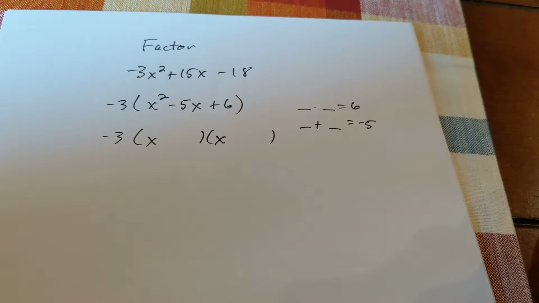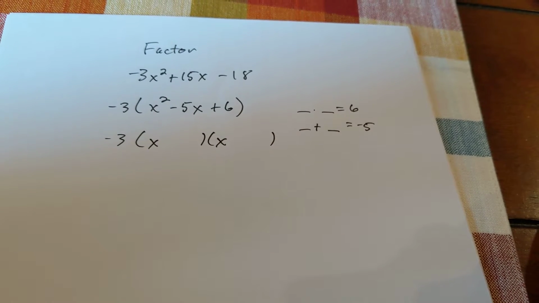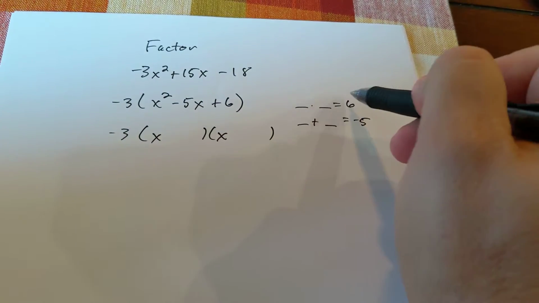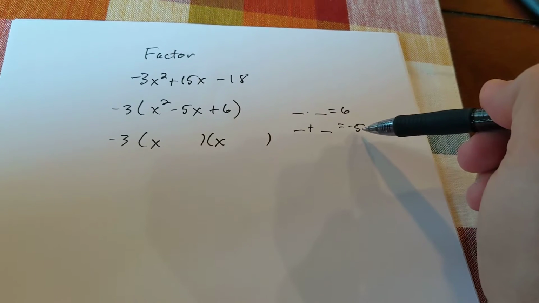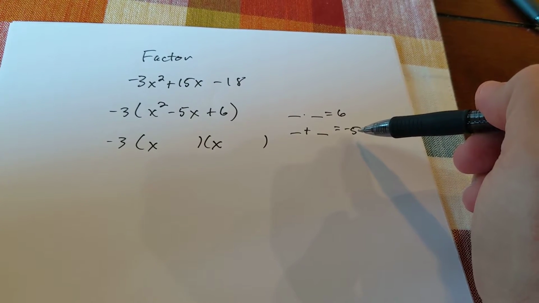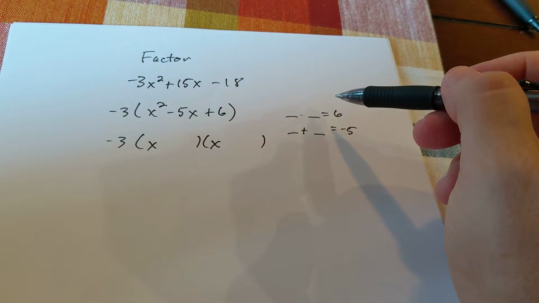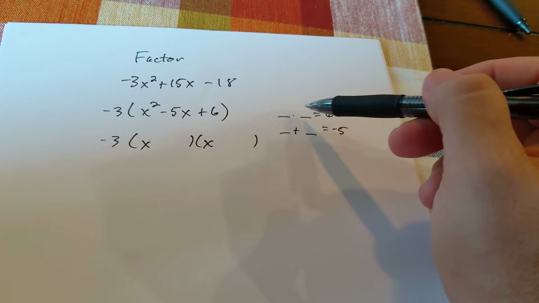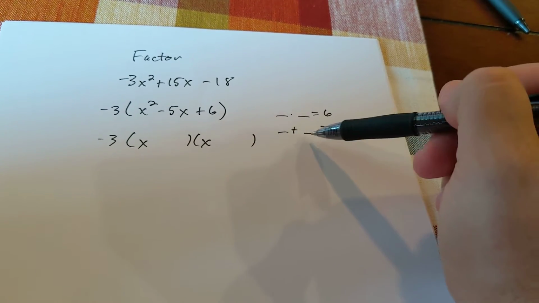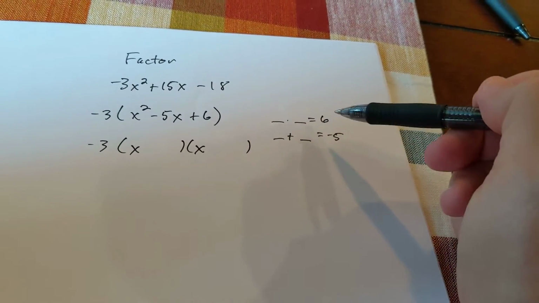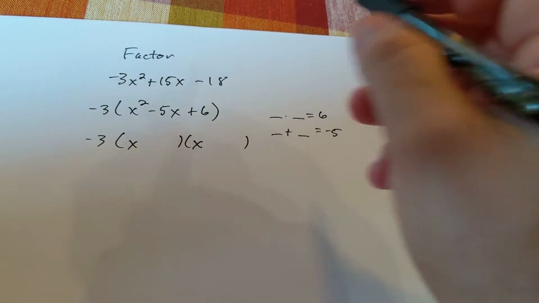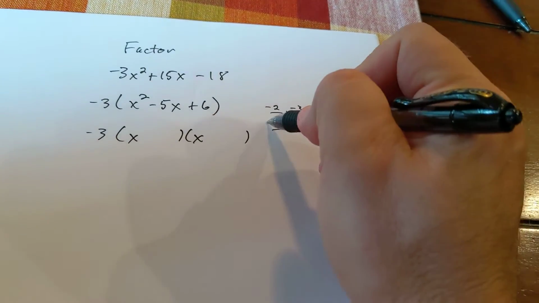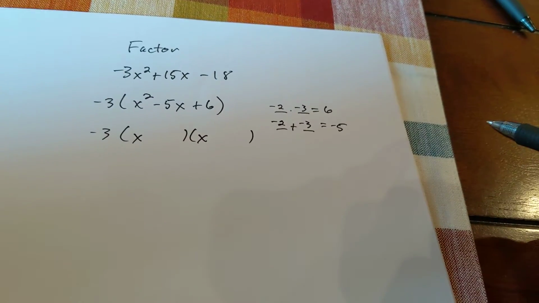Hopefully at some point you realize that if it's going to multiply to be 6, it could be positive 1 and positive 6, but that wouldn't add to give me negative 5. Or if it was negative 2 and negative 3, then that would actually work. So you have to think about what will fulfill both conditions. So it looks like negative 2 and negative 3 does multiply to be 6, and at the same time it adds to be negative 5.